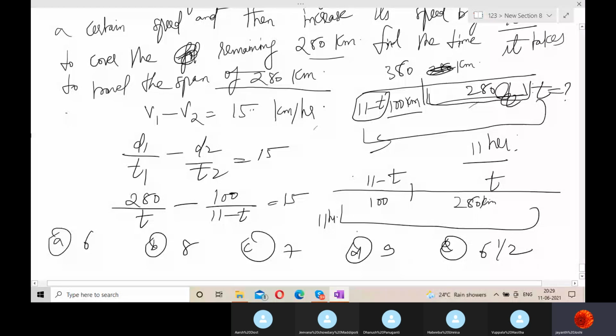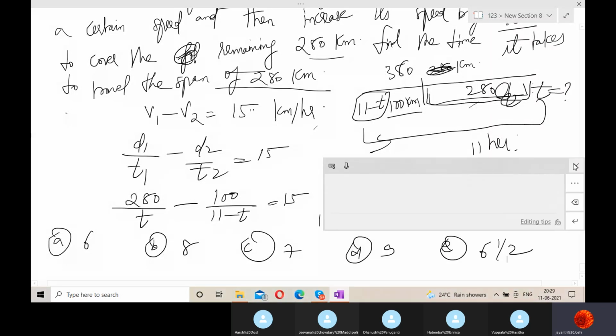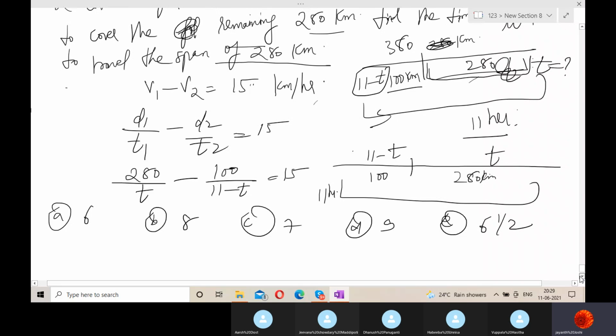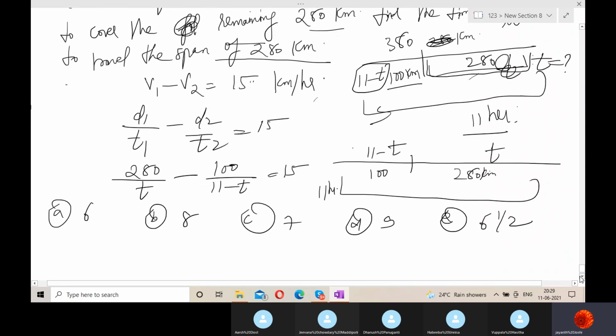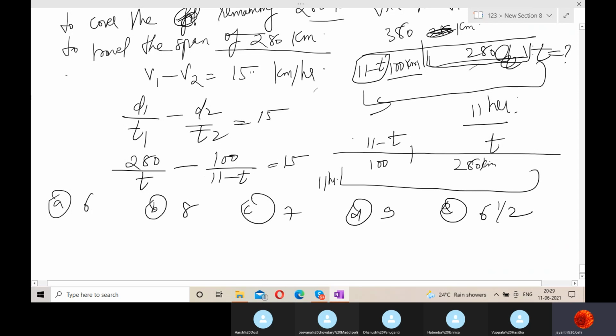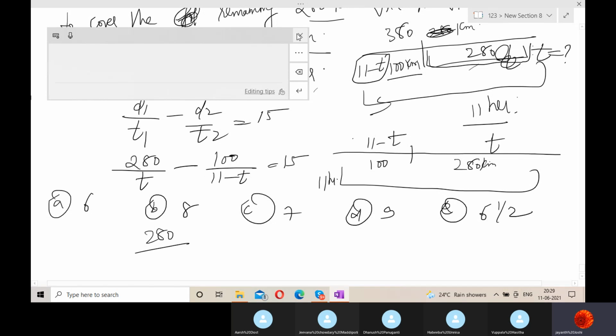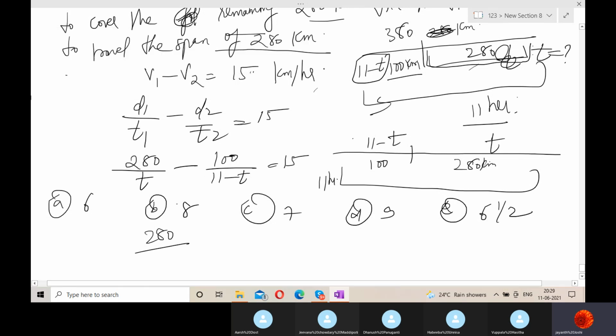So what we can do here is just take option C and try to prove LHS is equal to RHS. Why am I taking option C? Because 7 happens to be a factor of 280, because 7 fours are 28. So things would become easier for you. You should have that sixth sense in the examination to apply what kind of number.